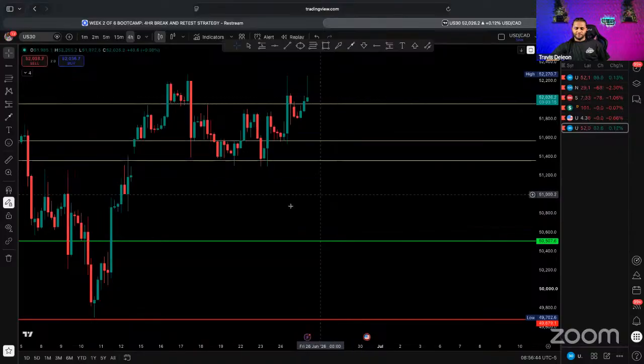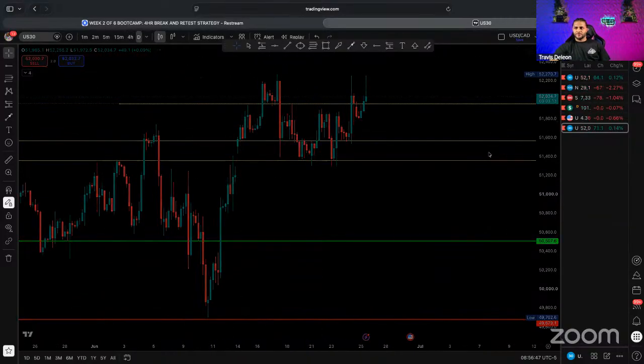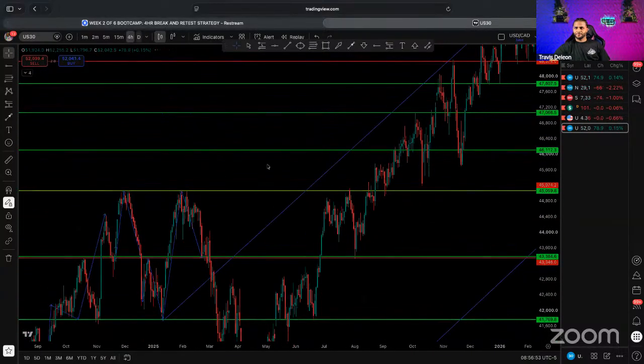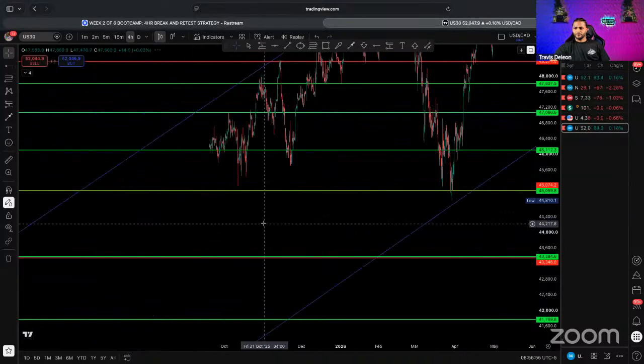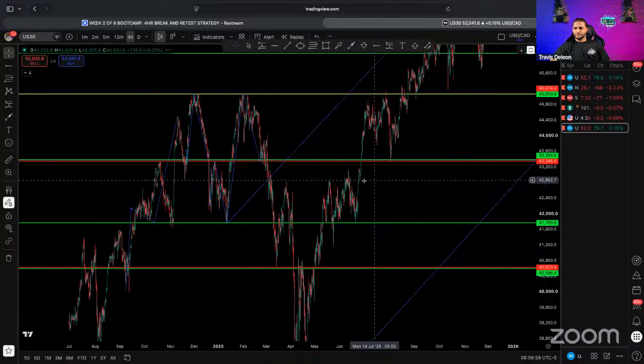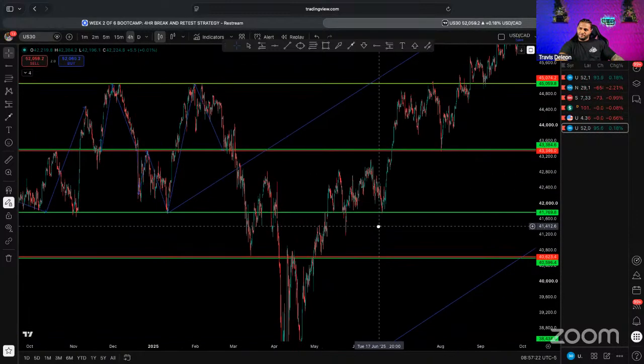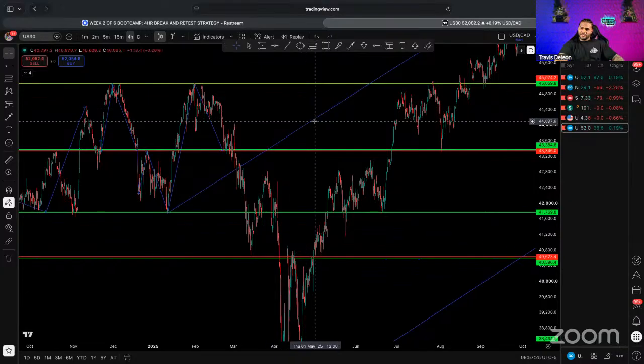But yeah, anyway, that thing's moving crazy. Let's go back to our break and retest. Yeah, NASDAQ has been selling off since the other day. I mean, we have a lot of big moves to the downside. I was expecting that to happen and continue.